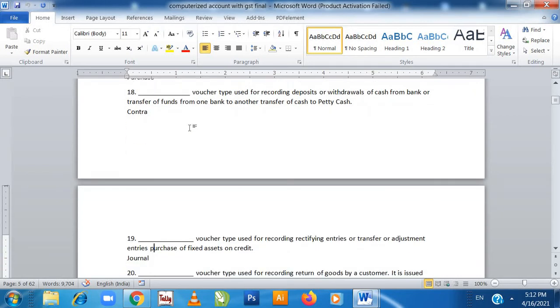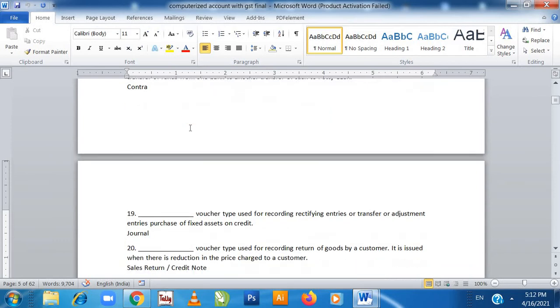Dash voucher type used for recording rectifying entries or transfer of adjustment entries, purchase of fixed assets on credit? Answer is journal. Dash voucher types used for recording return of goods by a customer? Sales return.